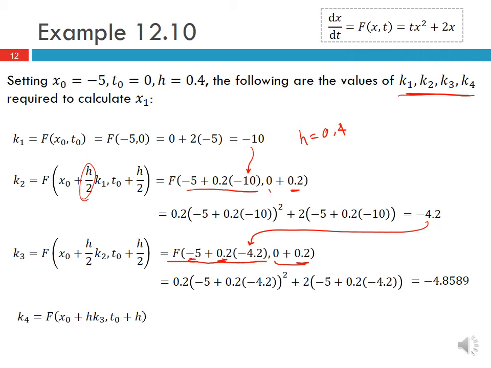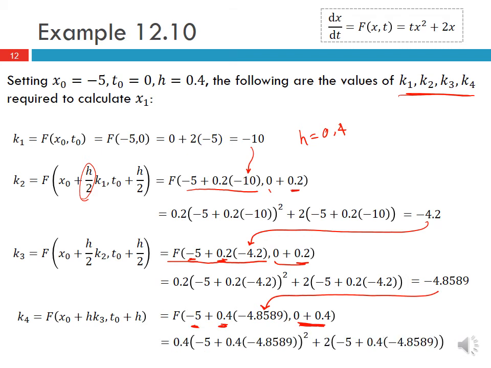And then k4 is equal to f evaluated at x0 plus h k3 and t0 plus h. So just simplifying that out, we have x0 plus h this time, so 0.4 times k3, so our k3 goes in here, and then our t is at t0 plus h, so 0 plus 0.4. So plugging that into the form of our function, we find that k4 is equal to 5.3981.